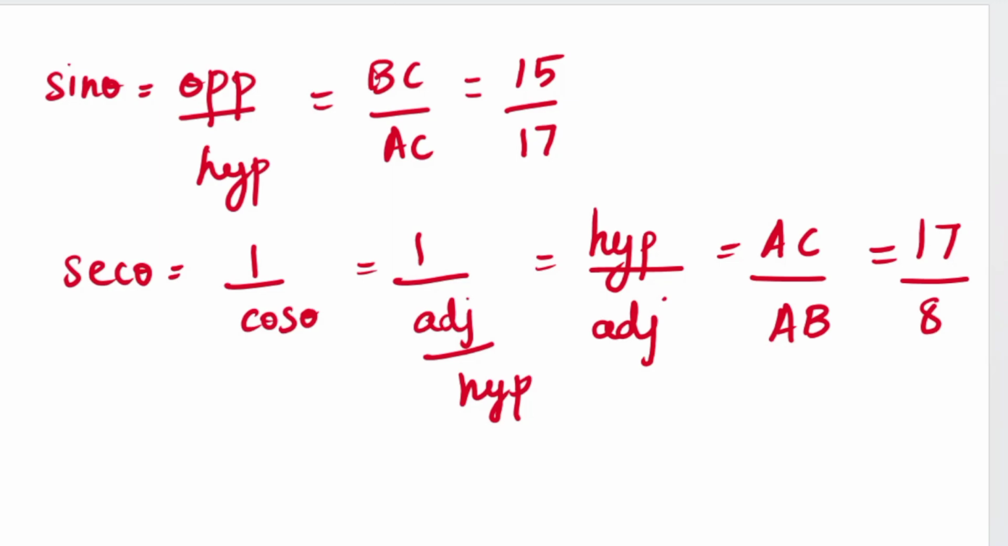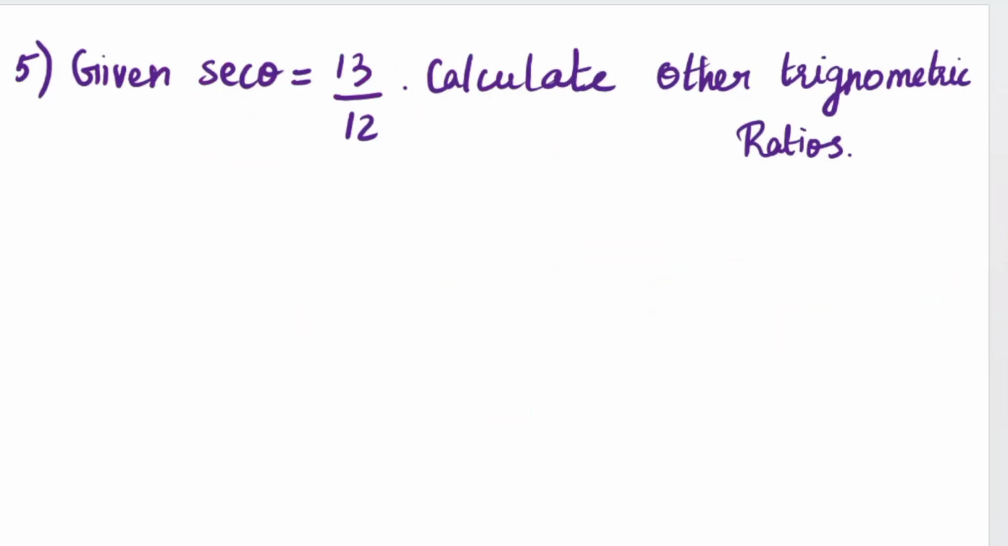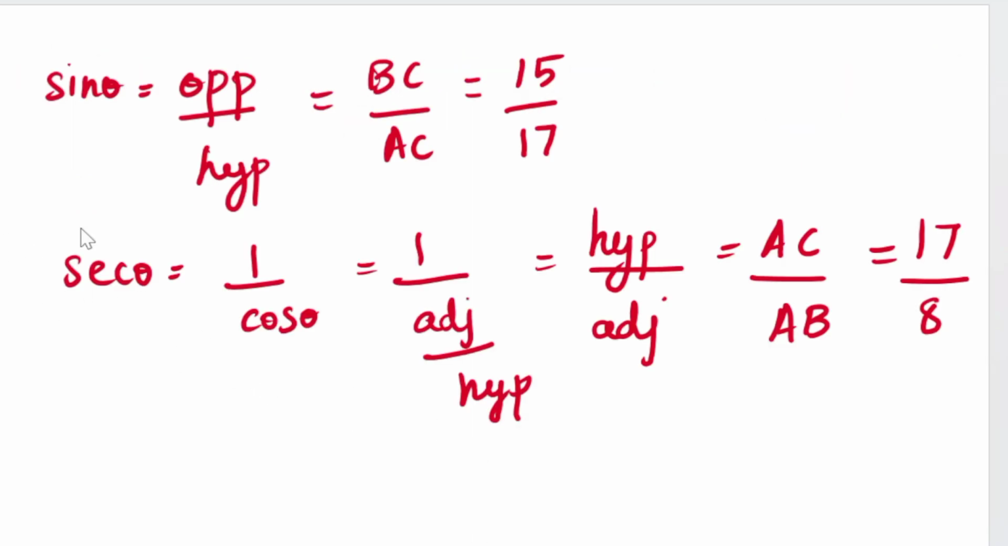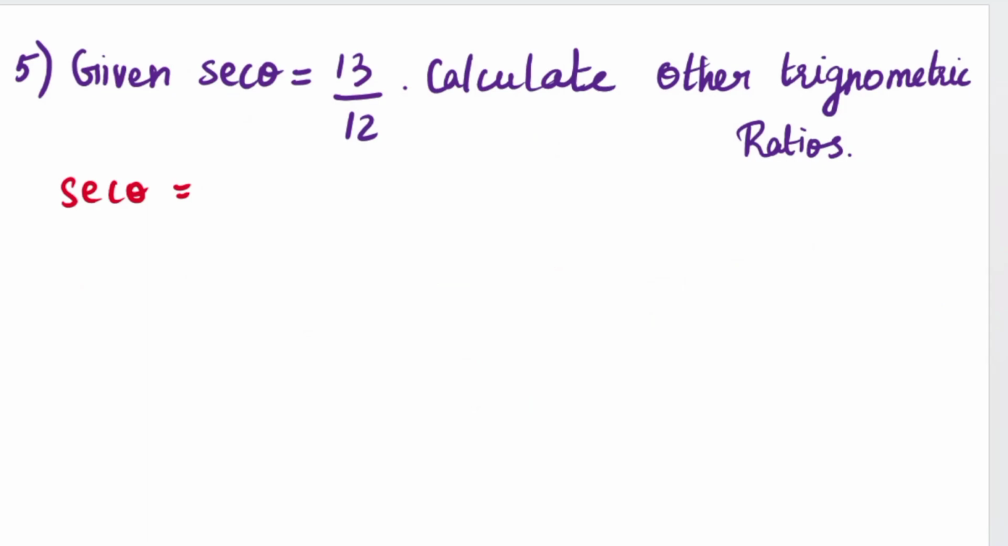So moving on to the next sum. That is the fifth sum. What is given? It is given that secant theta is equal to 13 by 12. What is secant theta? We have just seen in the last sum. What was secant theta? It was hypotenuse by adjacent side. You can directly write it like this, or you can write 1 by cos and do it, okay? Which is 13 by 12, which implies that hypotenuse is 13 and adjacent side is 12.